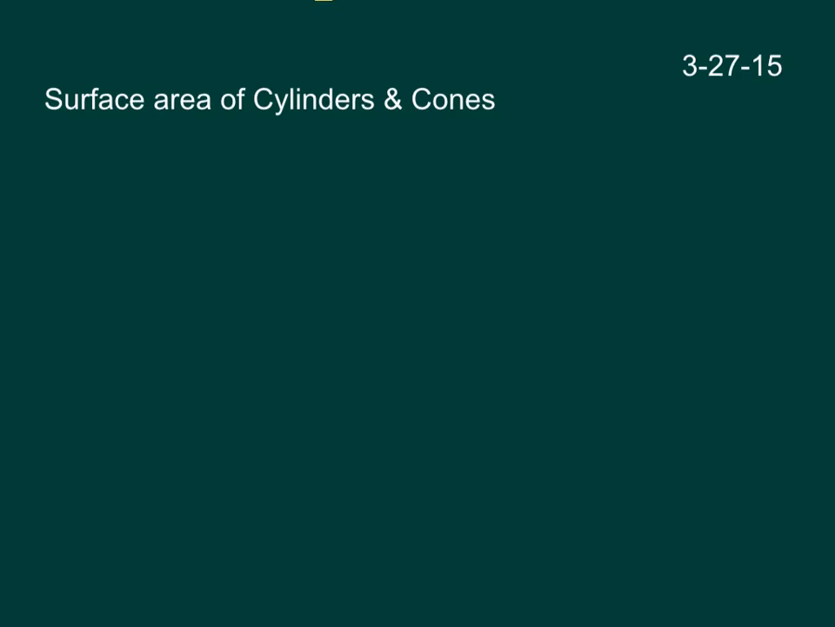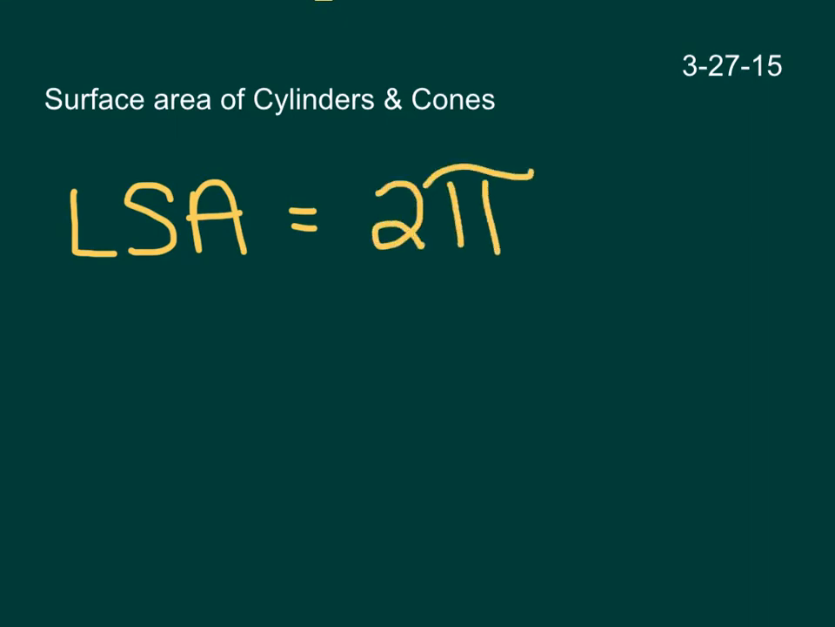Our first formula we're going to look at for cylinders will be for the lateral surface area, LSA. And this formula is 2 pi r h.